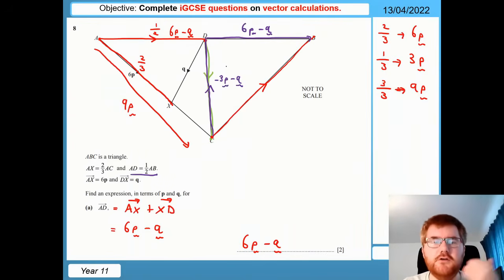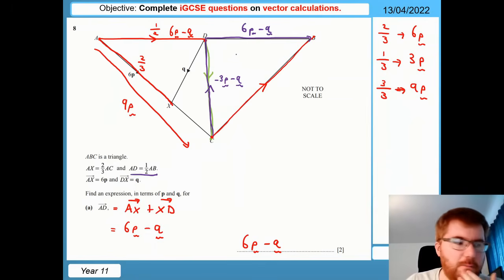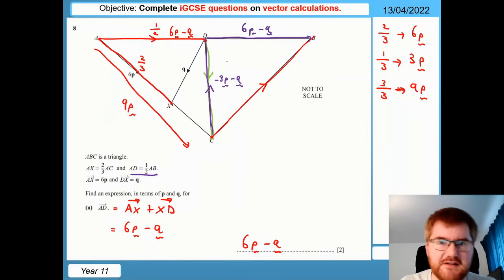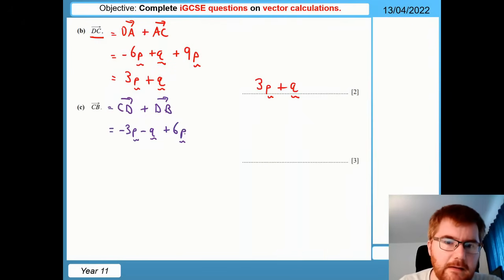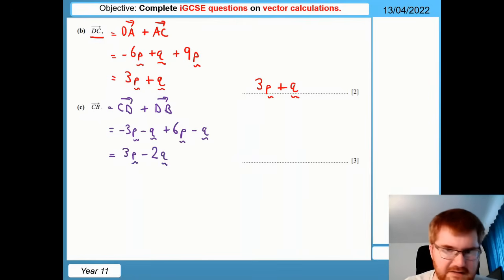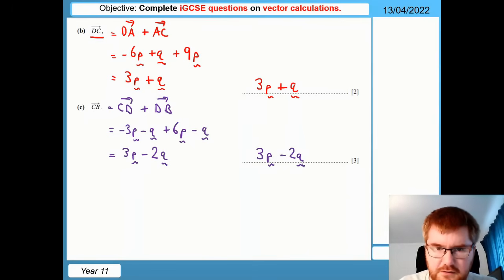So I'm trying to use the previous parts of the question to help me here in order to work out the right answer. So let's pop this in. So we've got minus 3p minus q plus 6p minus q. And then if we collect up like terms here, minus 3p plus 6p is equal to 3p. And then minus q minus q is equal to minus 2q. Careful with negative numbers. So we get our final answer here of 3p minus 2q.